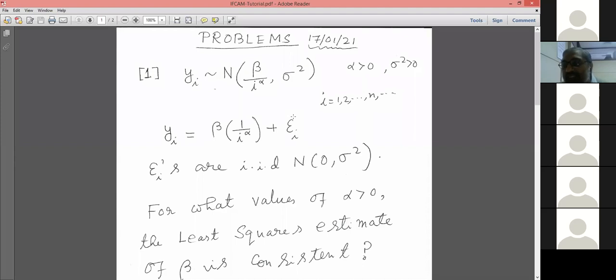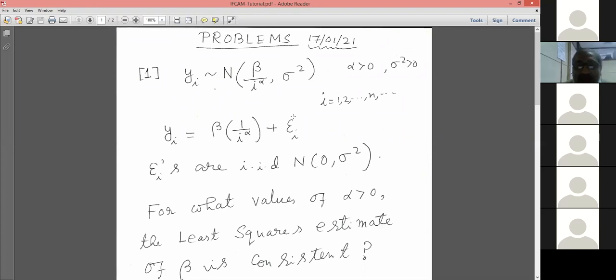Do you get my point? Okay, so it is consistent if and only if alpha is less than or equal to half. Alpha less than or equal to half is sufficient for consistency. That is easy from our previous discussion and also from direct calculation. But non-consistency for alpha greater than half requires a little argument, not much.